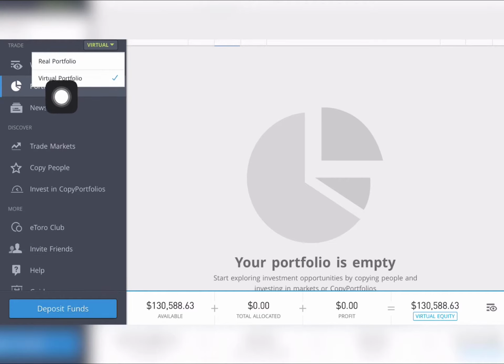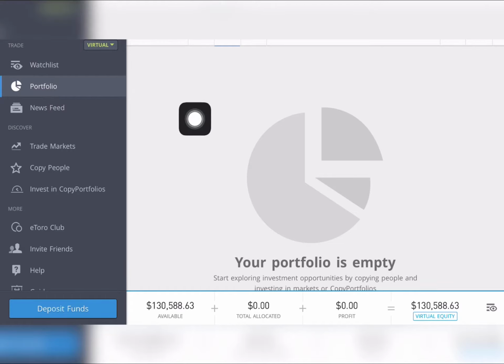It will give you an option of real portfolio and virtual portfolio. Real portfolio, this is your own money. Virtual, the good thing about eToro is they are giving you a chance to practice. By default, you will have 100,000 US dollars on your virtual account. Using that 100,000 US dollars, you can practice trading. Once you are confident and think that you are ready to go for trading, then you can start trading.